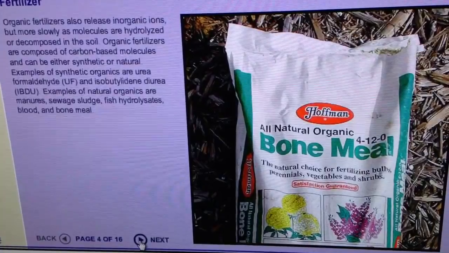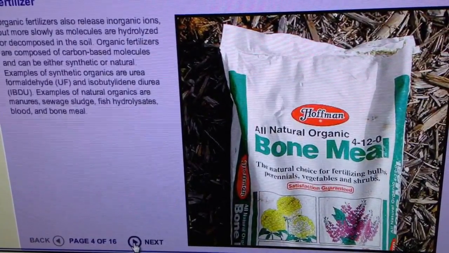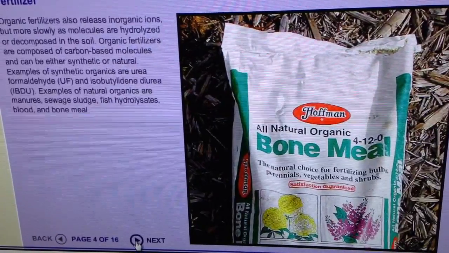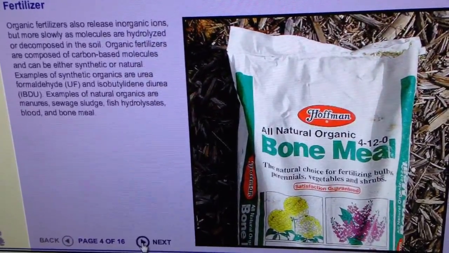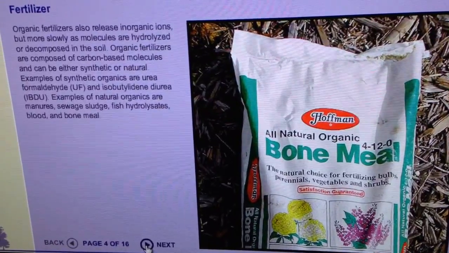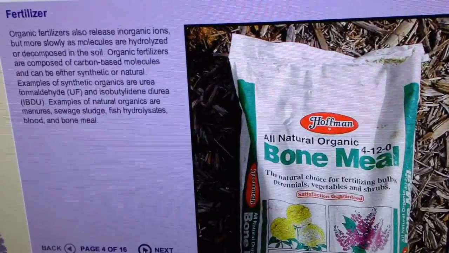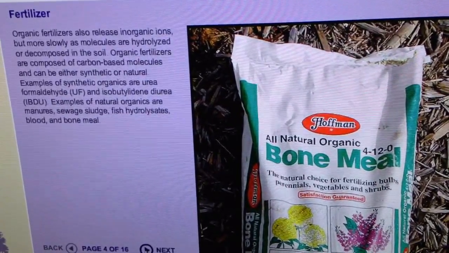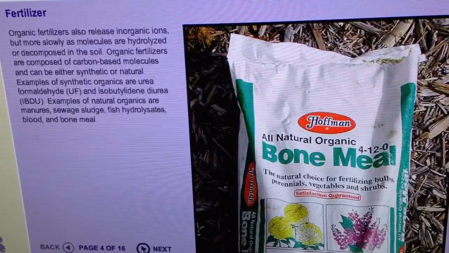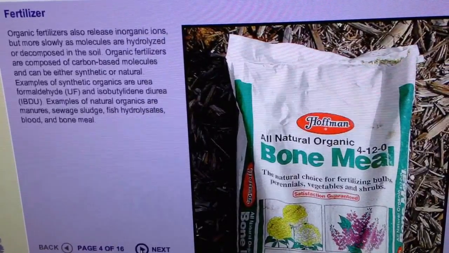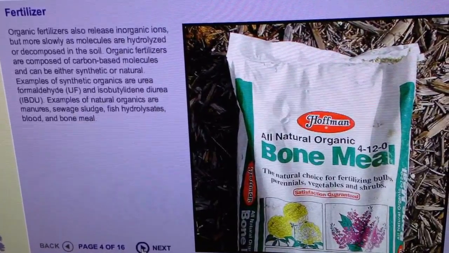Organic fertilizers also release inorganic ions, but more slowly as molecules are hydrolyzed or decomposed in the soil. Organic fertilizers are composed of carbon-based molecules and can be either synthetic or natural. Examples of synthetic organics are urea formaldehyde (UF) and isobutylidene diurea (IBDU). Examples of natural organics are manures, sewage sludge, fish hydrolysates, blood, and bone meal.